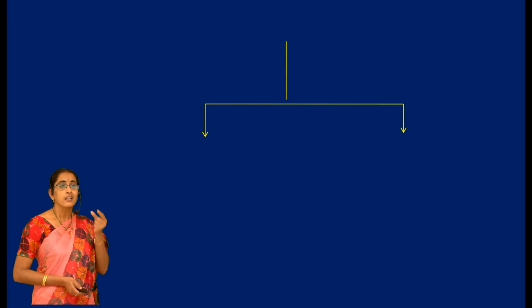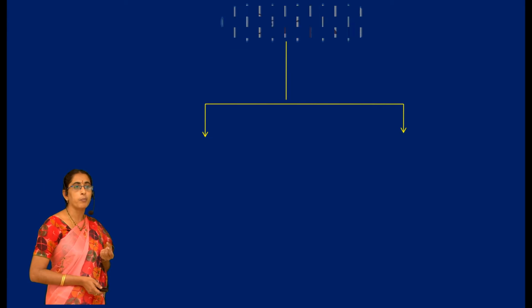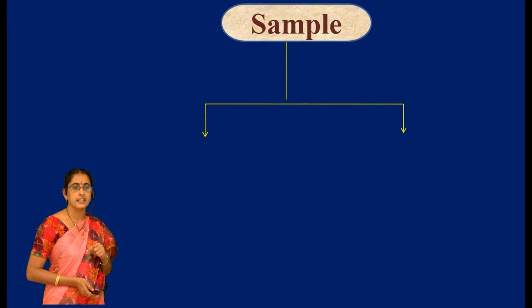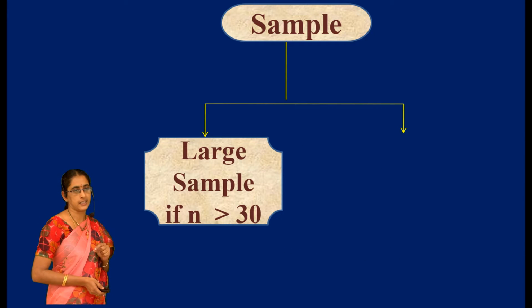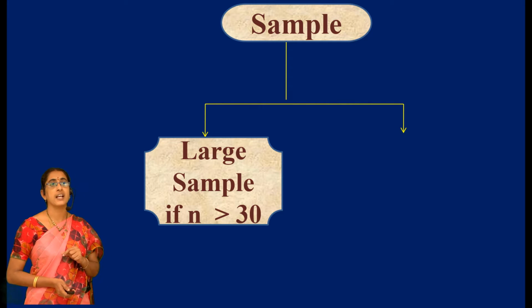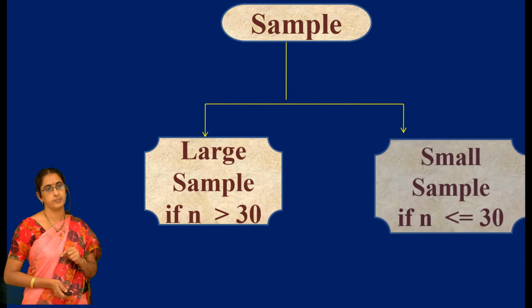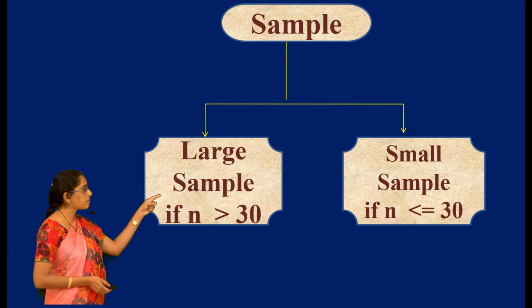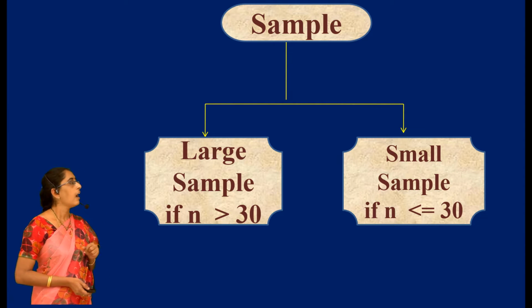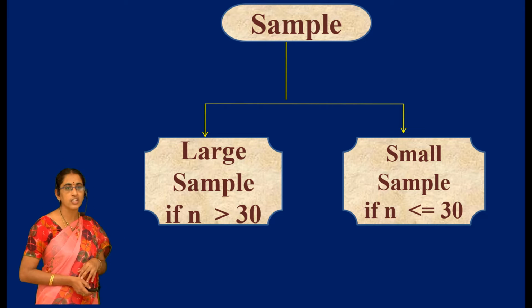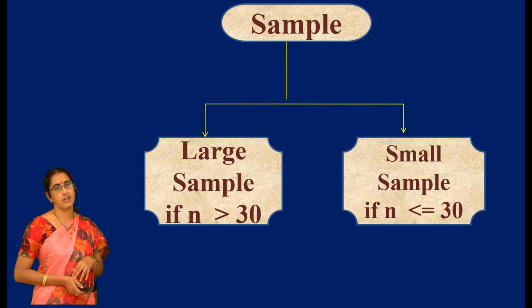We can draw the sample from the population using two different techniques: random sampling techniques and non-random sampling techniques. The sample is also classified into two types, large sample and small sample. A large sample means the sample size is greater than 30, and if the sample size is less than or equal to 30, it is called a small sample.